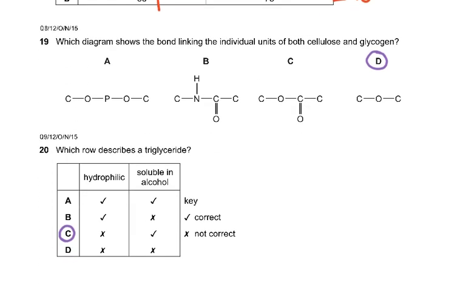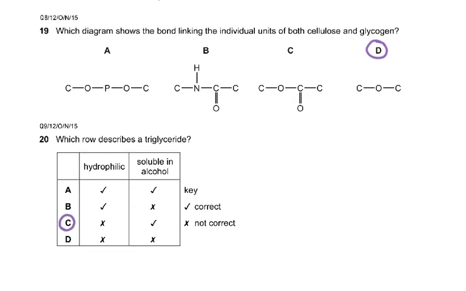Then question 19: which diagram shows the bond between the individual units of both cellulose and glycogen? Basically, they're the glycosidic bonds. In one it will be beta and one will be alpha, but it is of course the glycosidic bond. Which row describes a triglyceride? Question number 20, it's C, not hydrophilic. Fat doesn't dissolve in water, and soluble in alcohol, yes.